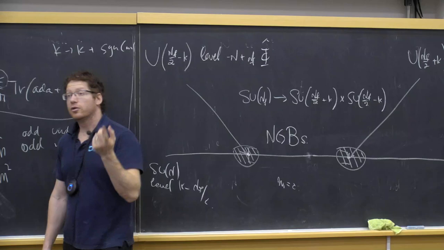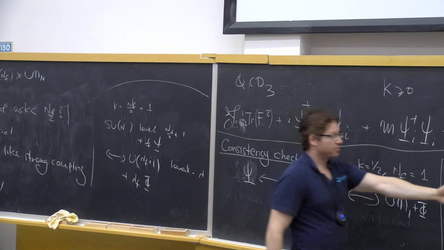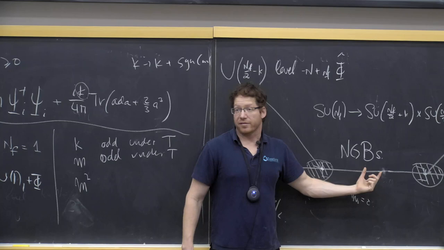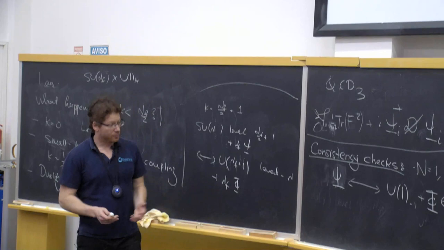So that's the proposal. This proposal, again, passes many consistency checks, not as many as the previous one. And we have less evidence that these transitions are second order. But we have some evidence that this Nambu-Goldstone boson phase exists from the lattice, for instance. So this is the current state of the art. And so obviously there are many open questions. And so I would like to finish here.